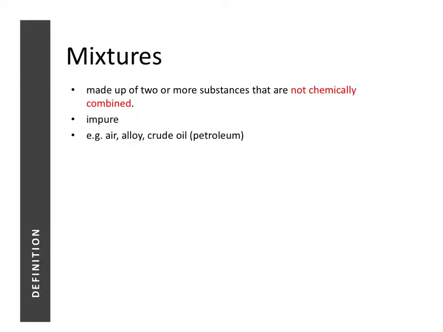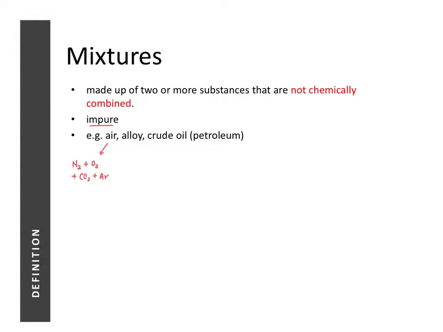Lastly, mixtures are made up of two or more substances that are not chemically combined. So they are only physically mixed. Take note that mixtures are impure, and you need to remember three very famous examples of mixtures. One is air. By now you should already know that air is a mixture of nitrogen, oxygen, and some gases like carbon dioxide and argon. So they are simply mixed together. Nitrogen is not chemically combined to oxygen. It is not chemically combined to carbon dioxide. They are just mixed together.